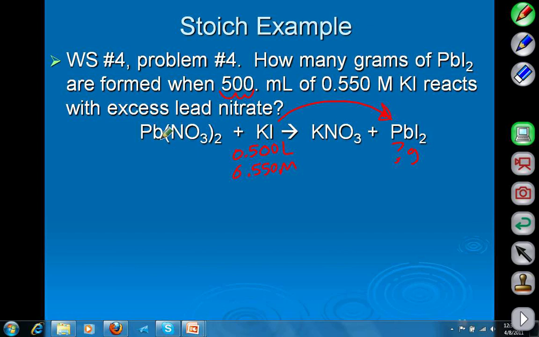So I'm here and I'm trying to go there. It's definitely stoichiometry. So is the equation balanced? 1 Pb, 1 Pb. 2 NO3s, nope.